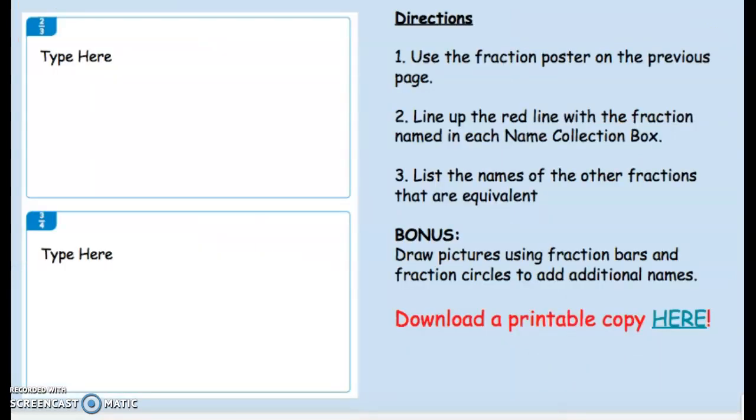Now I'd like you to try to find equivalent fractions using Math Journal page 230. You're going to find equivalent fractions for 2/3 and 3/4. You can use either of the number lines that we were just using and your straight edge to line up and find equivalent fractions. Please remember that you can also draw fraction circles or fraction bars.